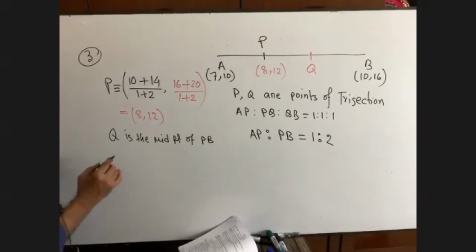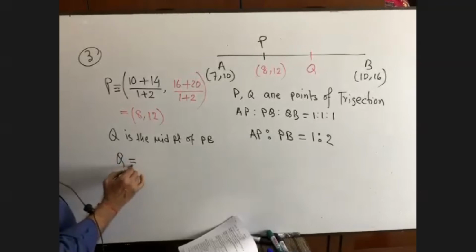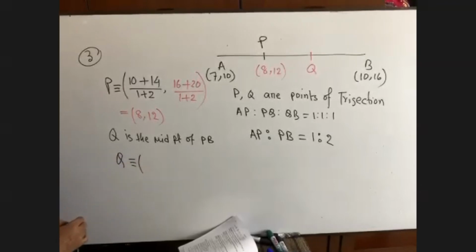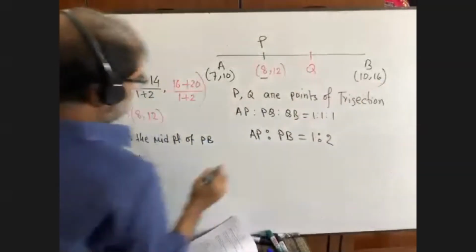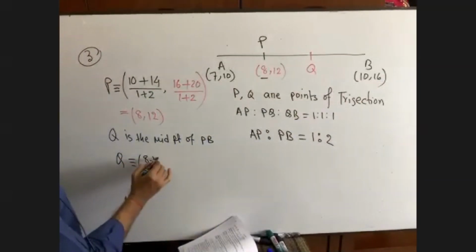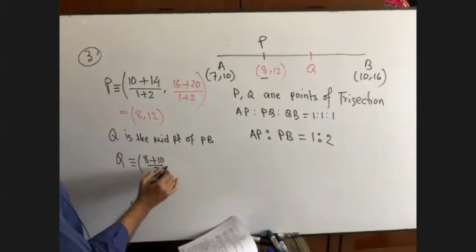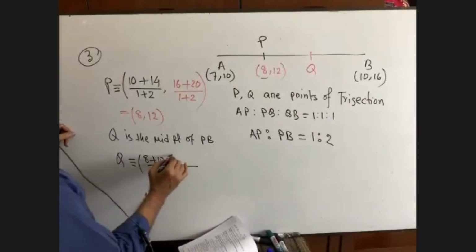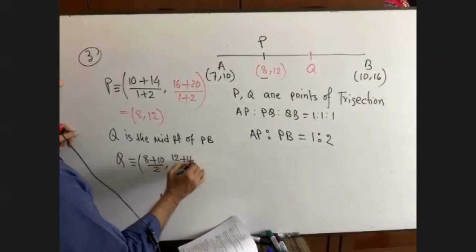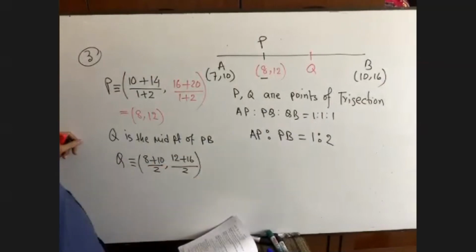You're absolutely right. But better to always use the midpoint formula. So Q equals 8 plus 10 by 2, 12 plus 16 by 2. Talk to me.